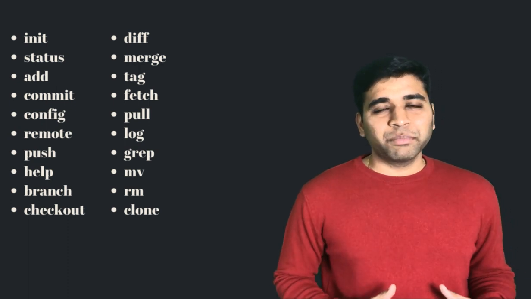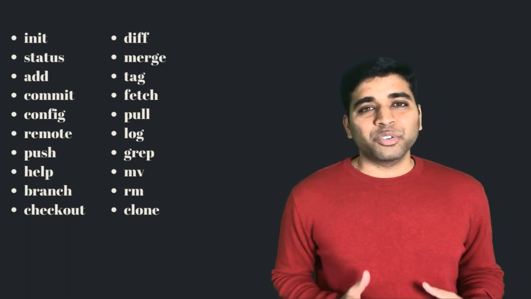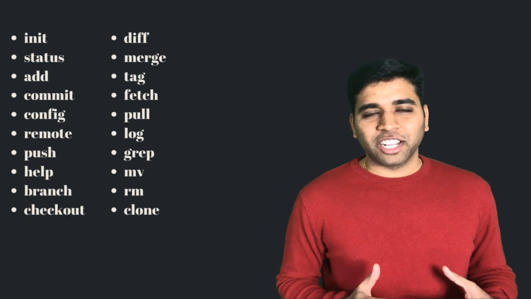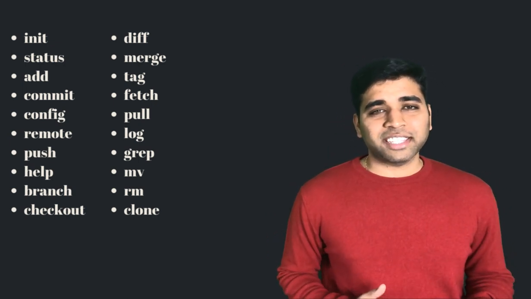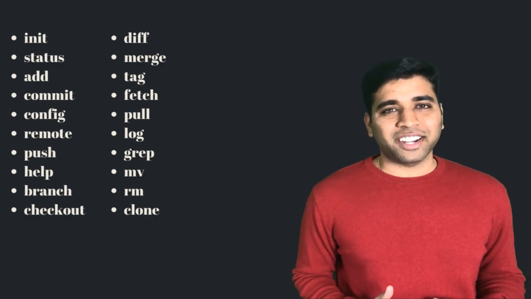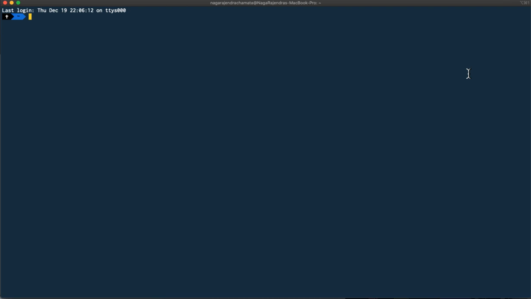Git is a distributed version control system to track your source code during software development. In this tutorial, we will be looking into 20 essential Git commands to get you started. Start by creating a local Git repository.